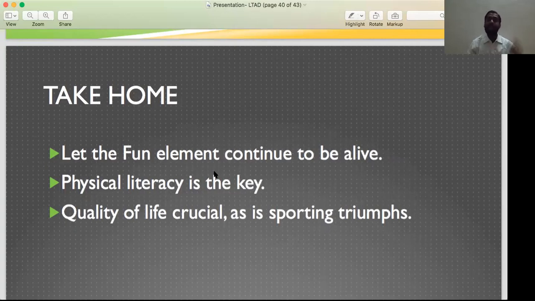Do not take away the fun part, even at the highest level. If you're working with an athlete, the most important part is the enjoyment of the sport. That should not become a pain for them. That's where the whole thing starts to fail.